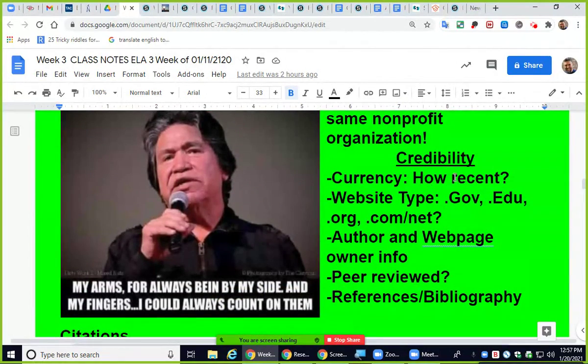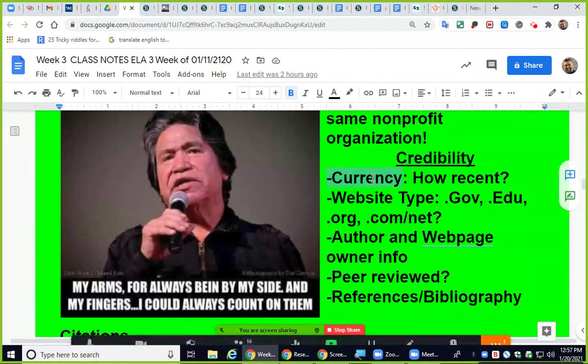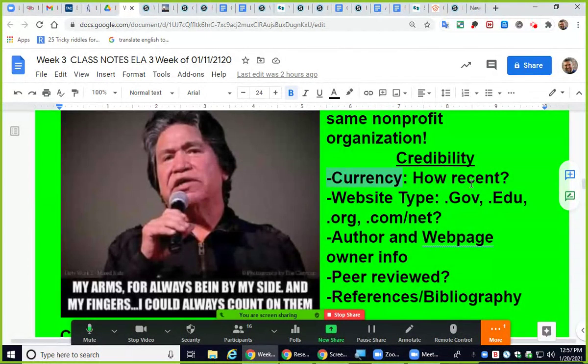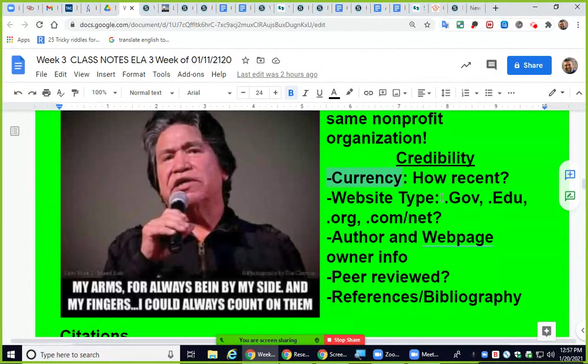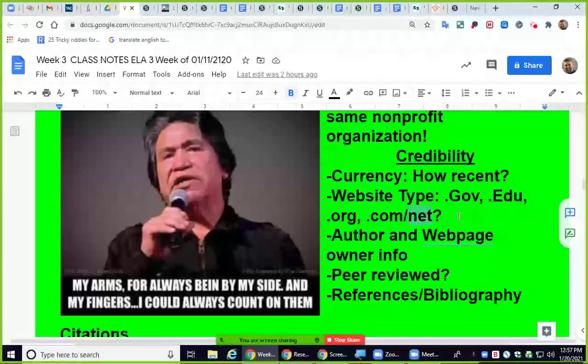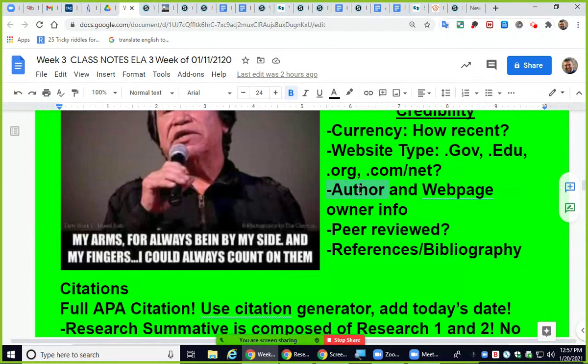When we're talking about credibility, we're talking about the currency. How recent is it? When did it come out? If it's more than a few years old, that could lower the credibility, right? What kind of a website? .gov, .edu, .org, .com, or .net? Somebody mentioned, what about .net? That's the same as .com, basically. Who's the author? Is the author known for just giving information? But if they're very focused on trying to sell something or prove a point, that could affect their credibility, right?